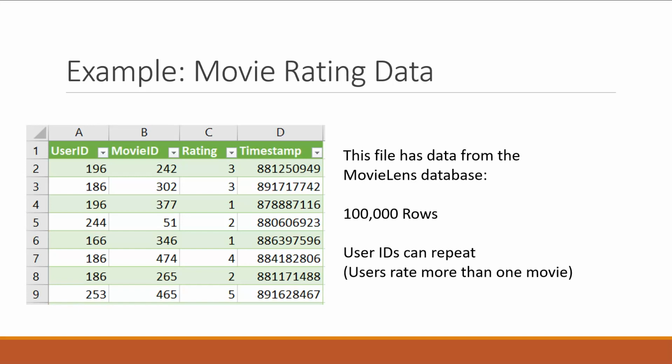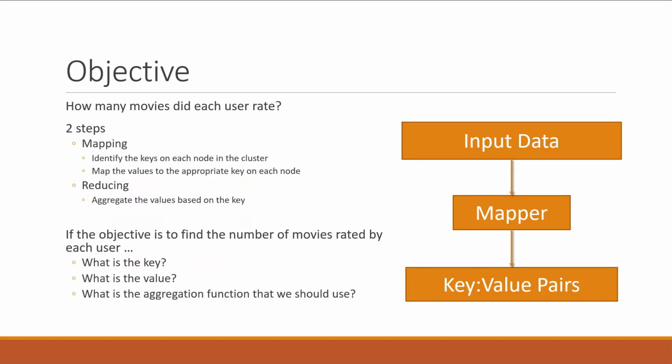Now, assuming this is a very large file, 100,000 rows, then it's probable that this file is going to be distributed across multiple nodes, and that a single user ID may actually appear in multiple nodes. So we have to assume that user IDs, since they can repeat, are not going to be found exclusively on one node or another node. Therefore, we're going to have to use this MapReduce process to be able to shuffle and sort and combine all of those values together. So here's our objective. How many movies did each user rate? So what is the total count of ratings that a user provided?